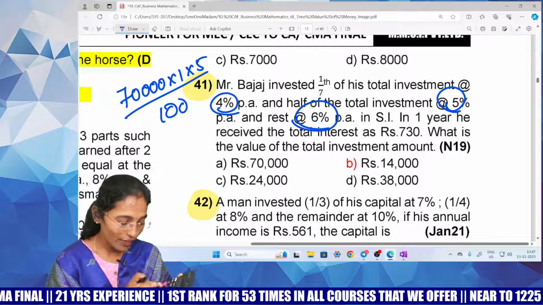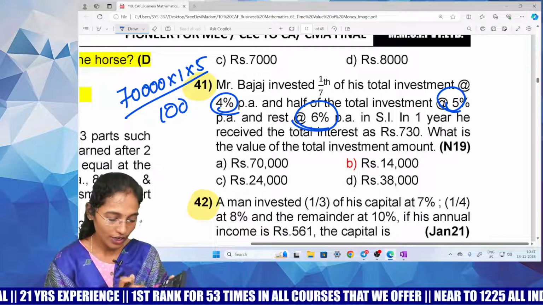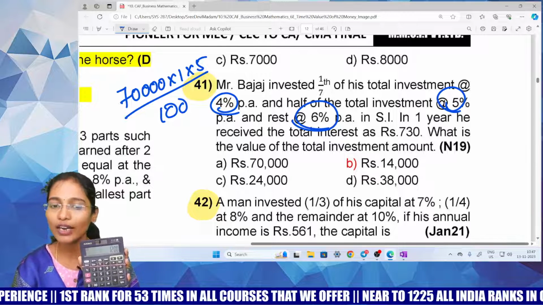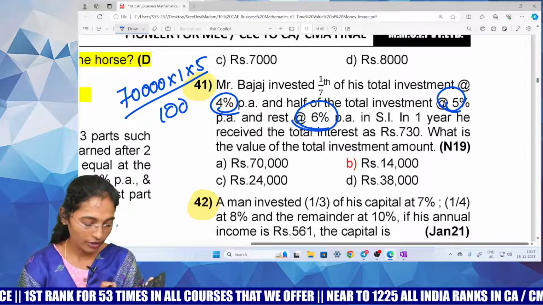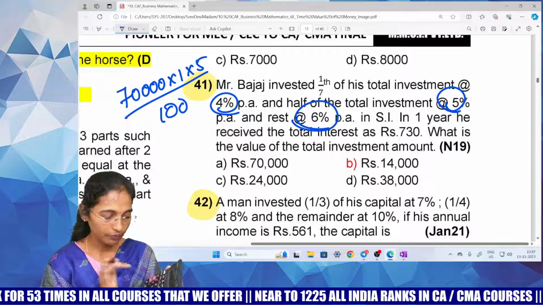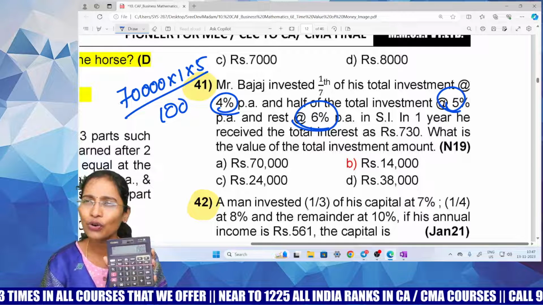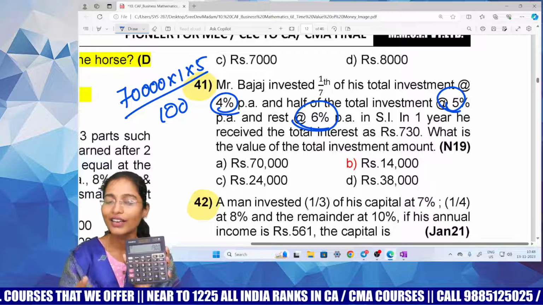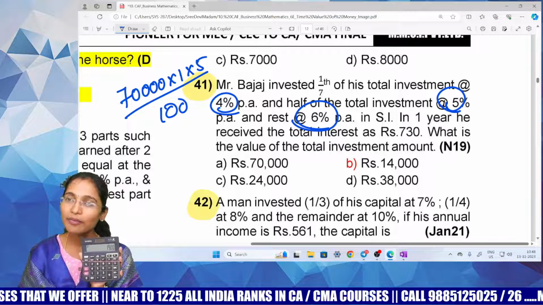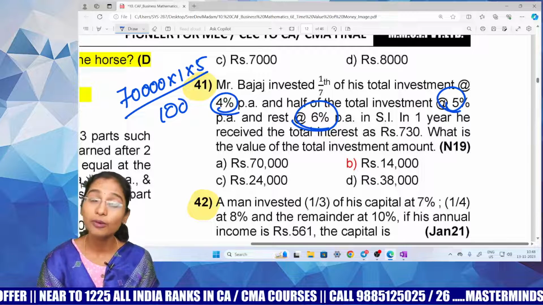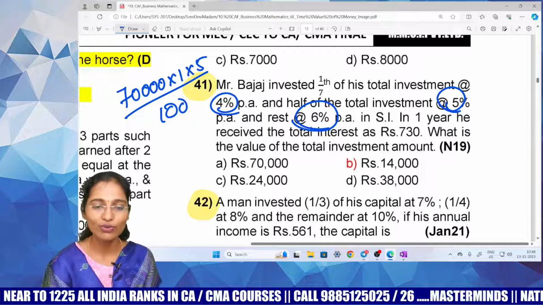24,000 into 5%: 1,200, which is also far away, right? 38,000 into 5%: 1,900. None of them is nearer to that 700. Who is nearer to 700? That 14,000, right? So there's no need to calculate 1/7, 1/2 or the rest. It's a simple way of solving this question.